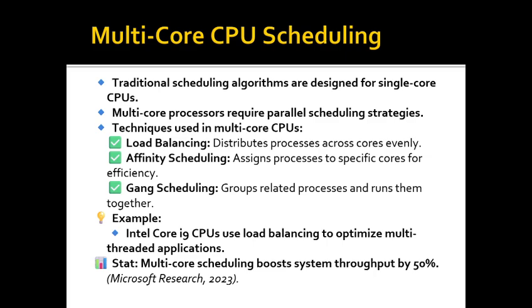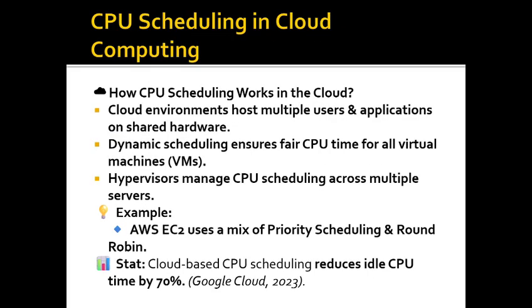For example, the Intel Core i9 CPU uses load balancing to optimize multi-threaded applications. As per 2023 research from Microsoft Research, multi-core scheduling boosts system throughput by 50%.